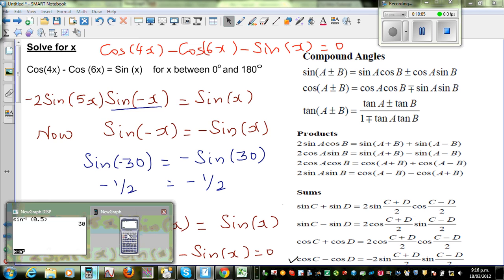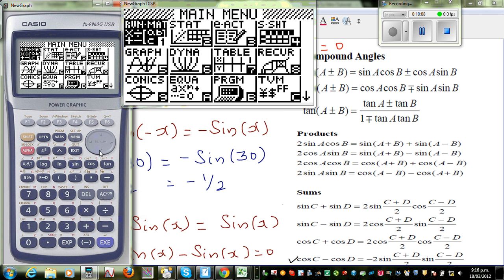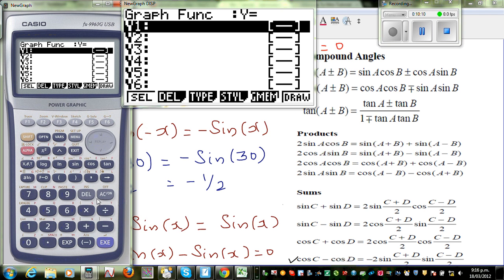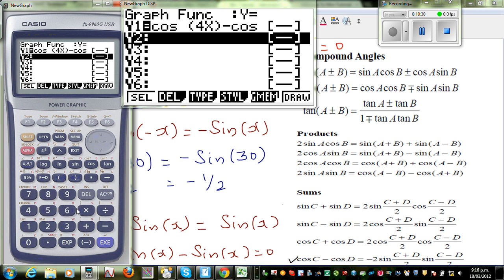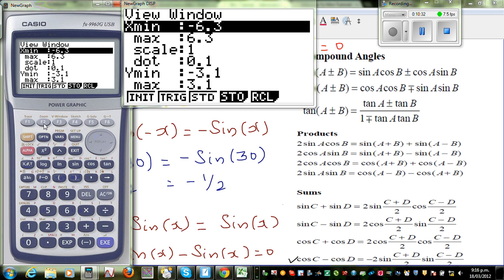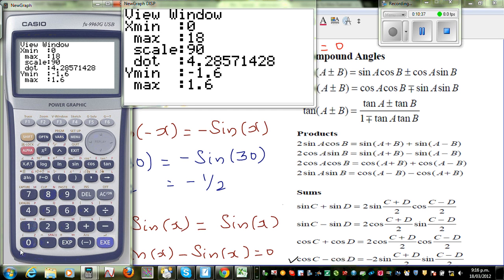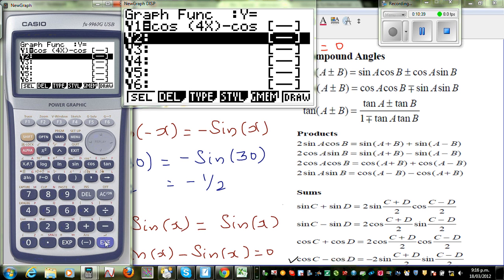So let me graph this. Menu, graph, and I'm going to type in cos bracket 4x minus cos bracket 6x minus sine of x. Then let me look at this. I want a trig scale from 0 to 180. I think that will give me what we want.